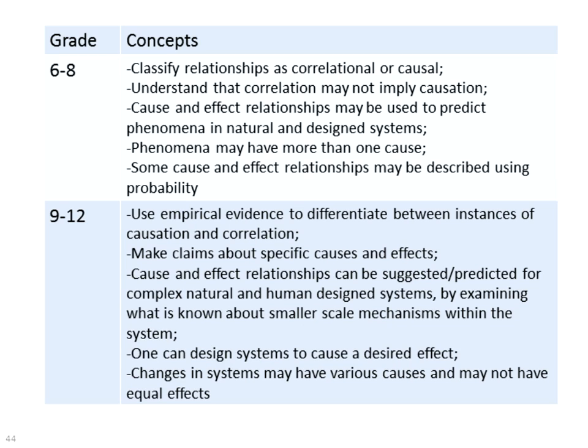At the 9th through 12th grade level, you'll see that those abilities are elaborated, and students are expected to be able to make specific claims about causes and effects, and to be able to use empirical evidence to differentiate between causation and correlation, when it's just a pattern of two things that work together versus a causal relationship between them.